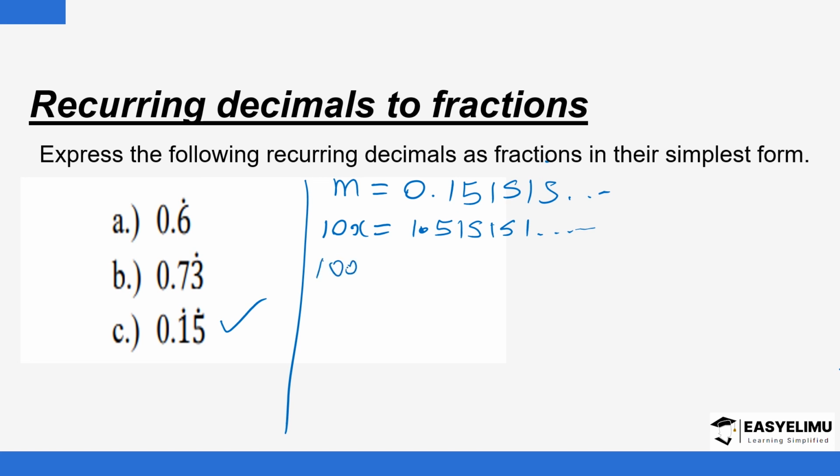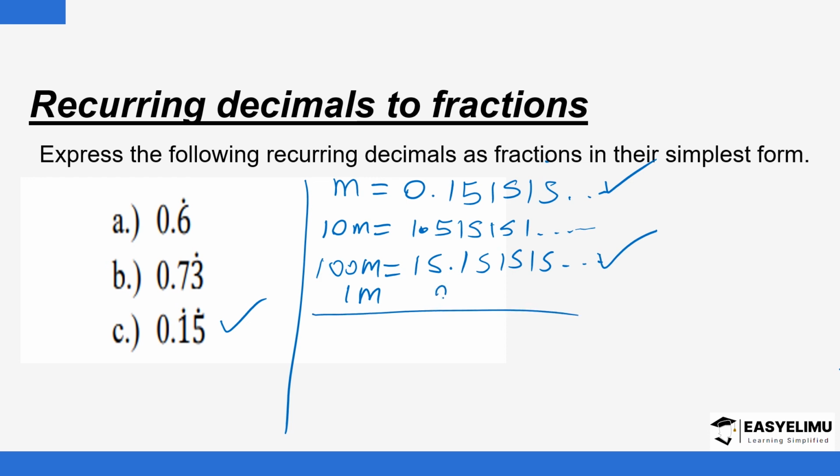So I have 100m is equal to 15.1515. So you see here and here, the first one and the third one, the pattern of the decimal point is the same. So I'll subtract the two. So this is actually supposed to be m. I'll subtract 1m. It's just written as m, but ideally it is 1m. And the other side we are subtracting 0.151515. So if you subtract, it's 0, 0, 0, 0, 0, all of this. Now here we have 15.